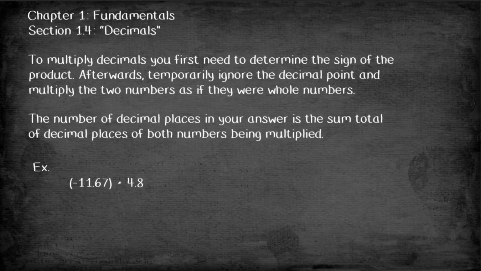So here's an example. If we're taking 4.8 times negative 11.67, first of all, since the two numbers have different signs, my answer is going to be negative, just to keep that in mind. And we're going to multiply the two numbers as if they're whole numbers. 11.67 times 4.8. Because when we pretend they're whole numbers, we completely ignore the decimal point. And so all that we line up is the last digit. Multiply like normal.